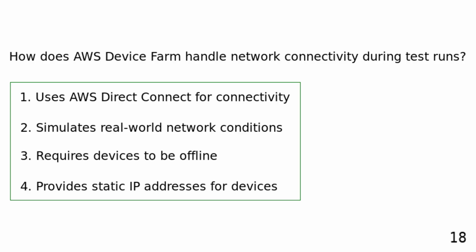Uses AWS Direct Connect for connectivity. Simulates real-world network conditions. Requires devices to be offline. Provides static IP addresses for devices.